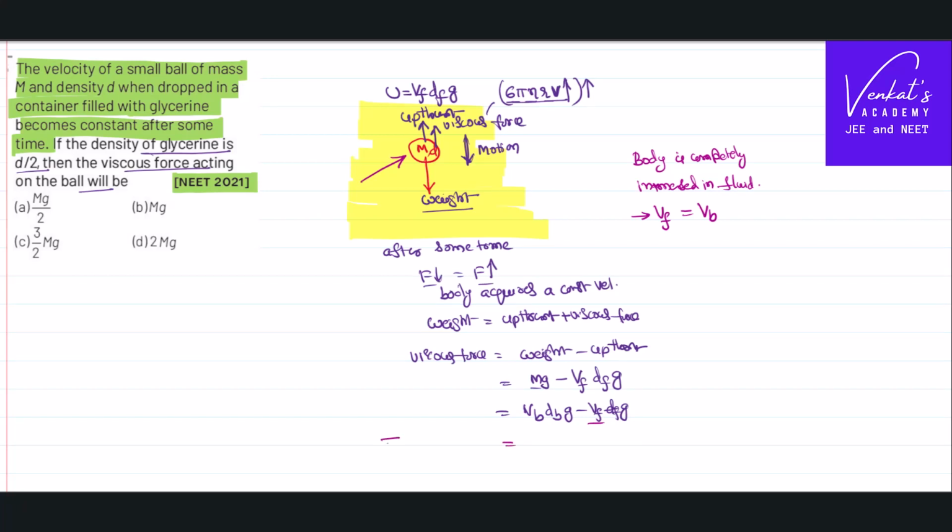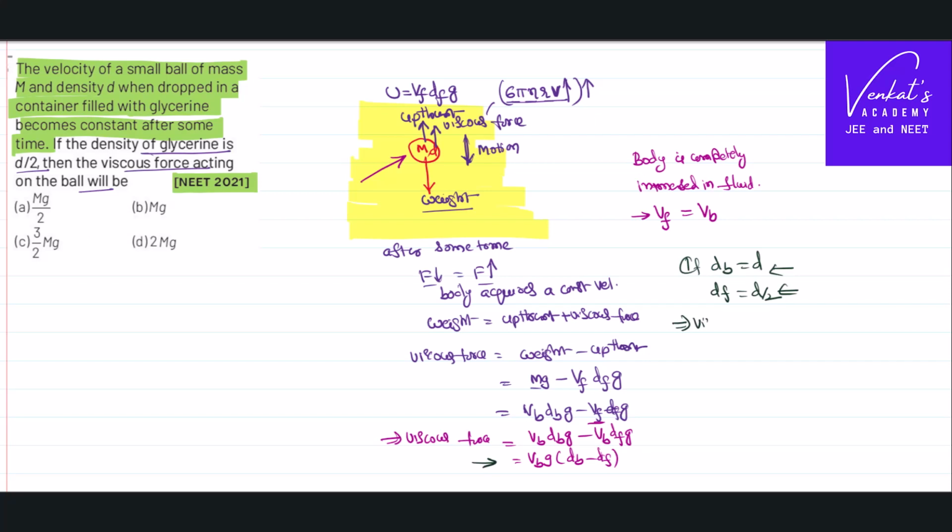It implies viscous force equals volume of the body, density of the body into g, minus, in place of volume of the fluid, also volume of the body, density of the fluid into g. So simplifying that, volume of the body common, g common, density of the body minus density of the fluid. It is given that density of the body is d, density of the fluid is d by 2. Substitute these two values in this equation.